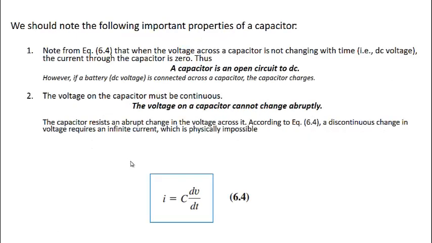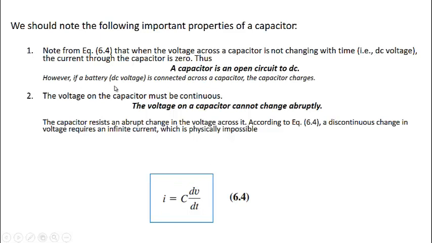Now, there are certain important properties of the capacitor. From this equation, I is equal to C dV by dt. I have written this equation again. It means when the voltage across the capacitor is not changing, that is, when dV by dt is equal to 0, it is a DC voltage, and I will be equal to 0. The current through the capacitor is 0. Thus, a capacitor is an open circuit to DC.